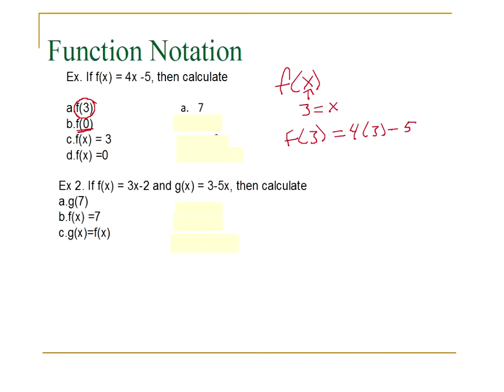Here I have f of 0. That means wherever I see an x, I'm going to plug in a 0. You can do this by inspection. We get b equals negative 5.